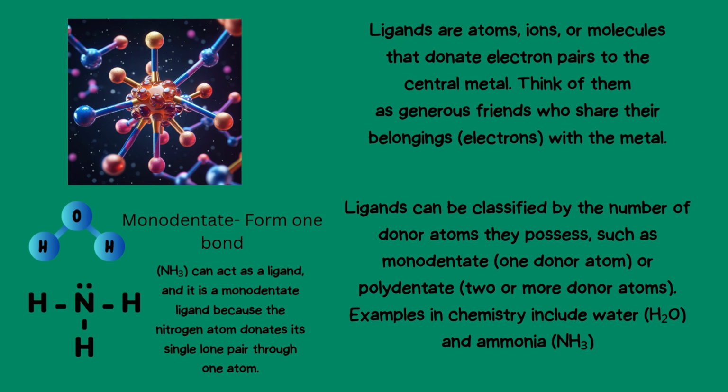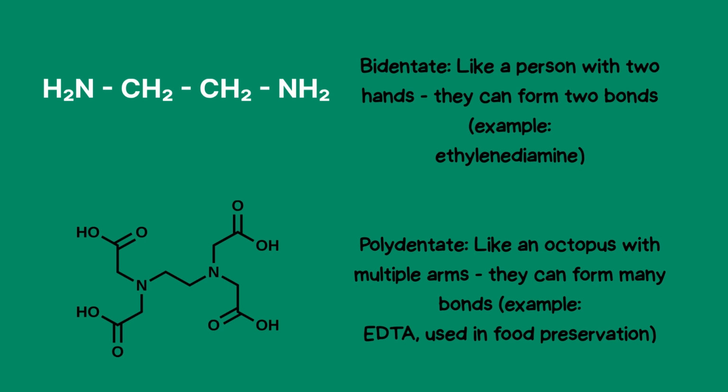Ligands are atoms, ions, or molecules that donate electron pairs to the central metal. Think of them as generous friends who share their belongings, electrons, with the metal. Ligands can be classified by the number of donor atoms they possess, such as Monodentate, 1 donor atom, or Polydentate, 2 or more donor atoms. Examples in chemistry include water and ammonia. Bidentate can form 2 bonds and Polydentate can form many bonds.